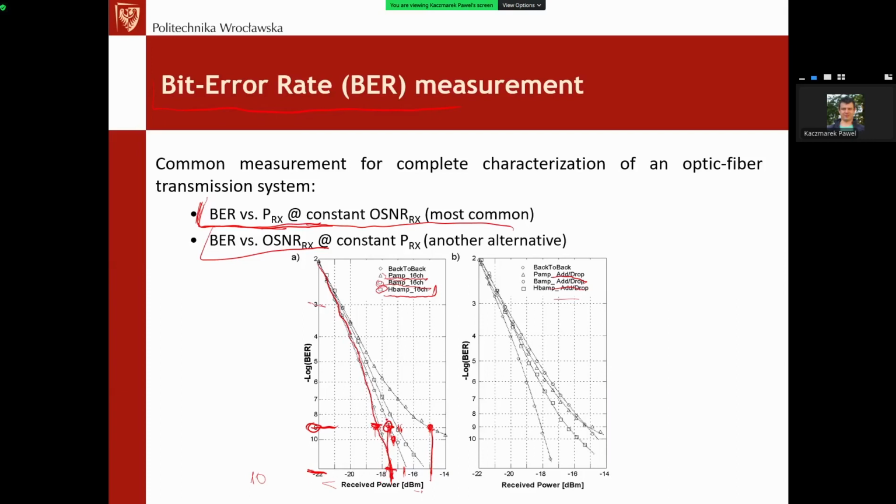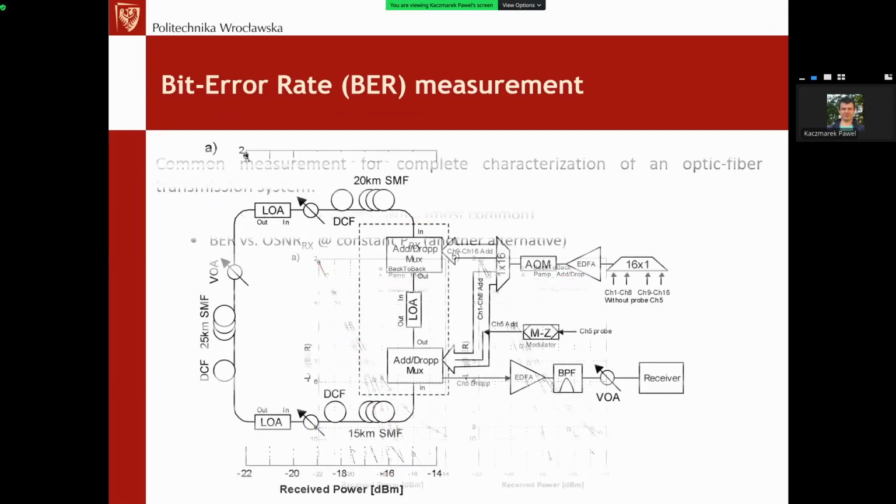So in this way, we are calculating the so-called power penalty. How many dB higher the received power should be to maintain the same bit error rate as you have for the back-to-back measurement, I mean without any network between transmitter and receiver. So this is the way to measure such a parameter.